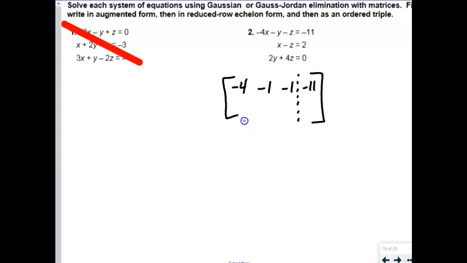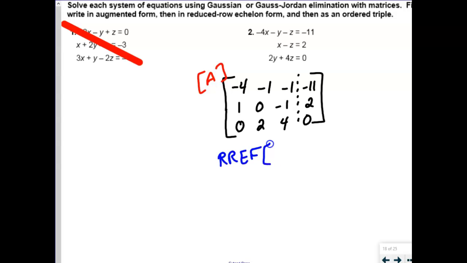What about the next line? Careful on that one. Okay, so it starts with 1x, there's 0y, negative 1z, and then 2 is the solution. So you have to keep the same order: x, y, z, solution. So the next one, the third one, is 0x, 2y, 4z, and 0. So go ahead and get this guy typed into matrix A, or wherever. Technically you can put it wherever. And then you're going to command your calculator to do RREF of matrix A, or wherever you put this one.